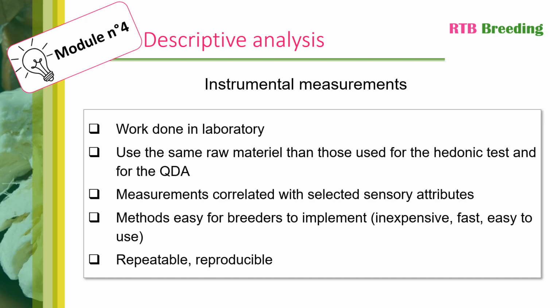Still in Module 4, we will be taking a brief look at the precautions to be taken when using instrumental methods. These methods are carried out in the laboratory and must be performed on the same plant material as that used for the hedonic test and the QDA. It's important to make measurements that correlate with the sensory attributes studied previously. The methods selected to make the measurements must be simple for breeders to use and therefore quick, inexpensive, and easy to set up. In addition, they must be repeatable and reproducible.